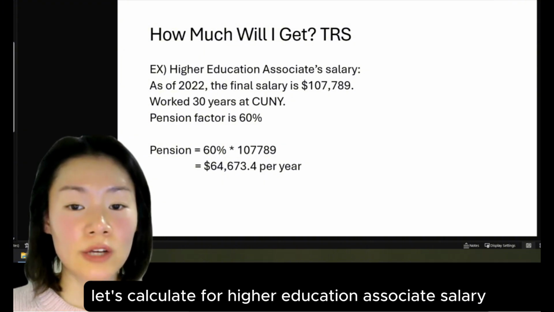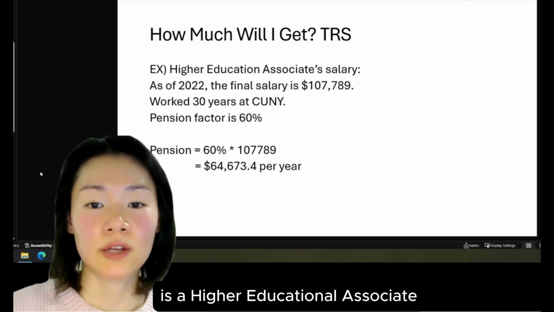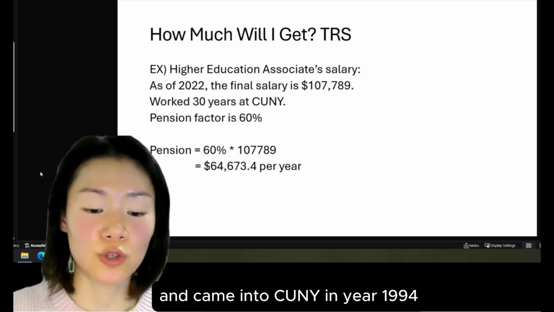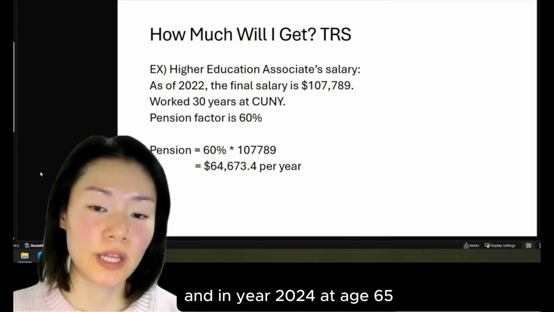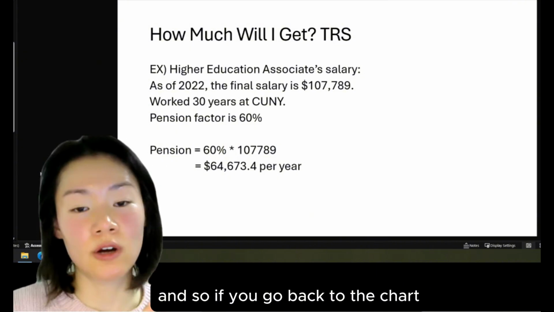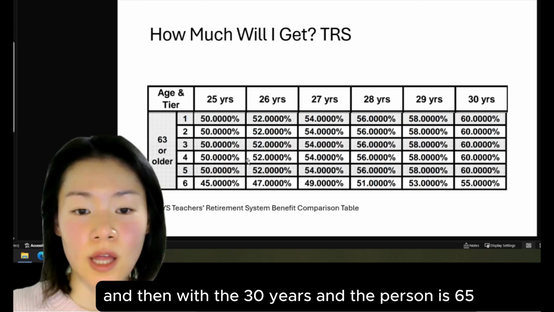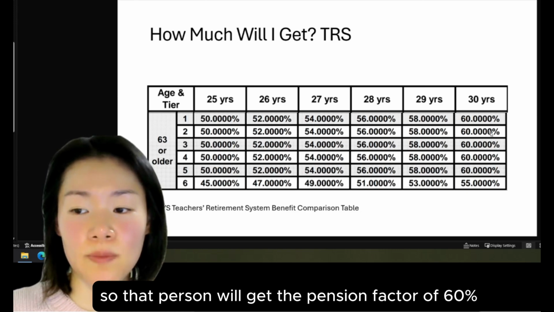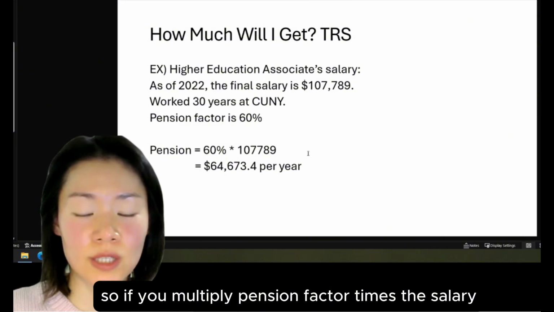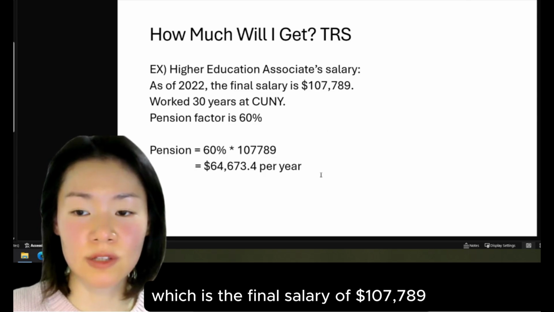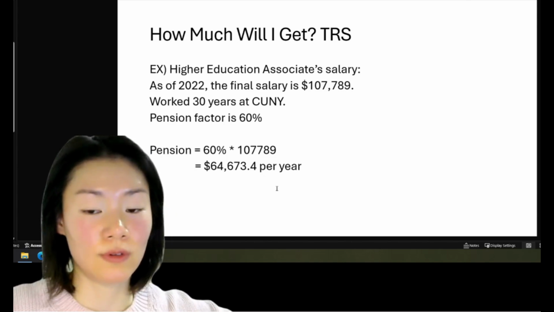Let's calculate. For a higher education associate salary, this person, for example, is a higher education associate and came into CUNY in year 1994 and is ready to retire this year, in year 2024, at age 65. If you go back to the chart, this person belongs to tier 2, and with 30 years, and the person is 65, that person will get the pension factor of 60%. So if you multiply the pension factor times the final salary of $107,789, this person will get $64,673 for the rest of the person's life.